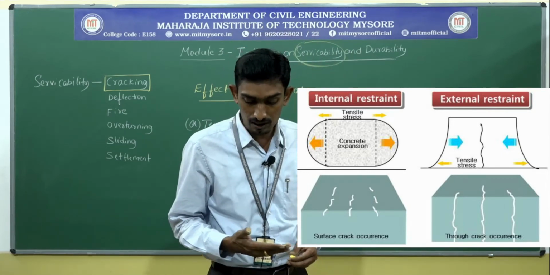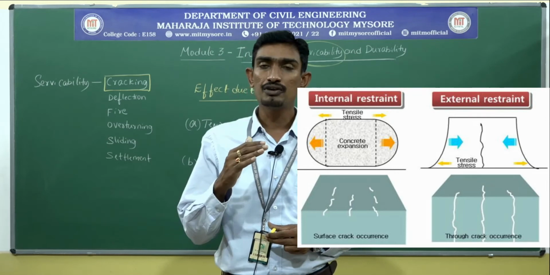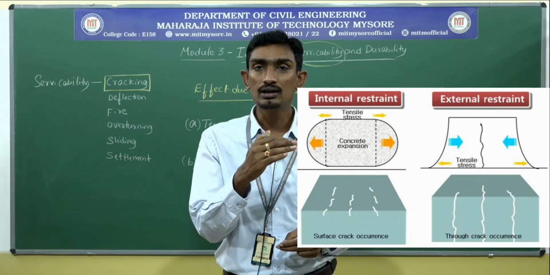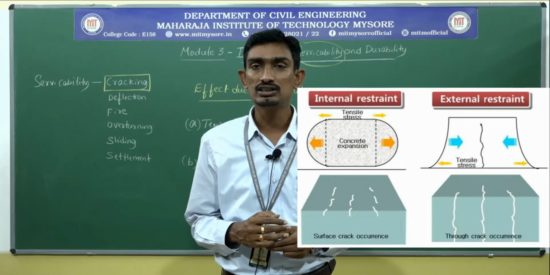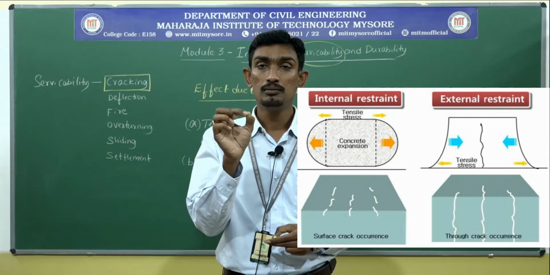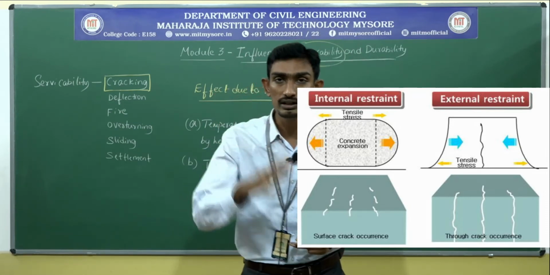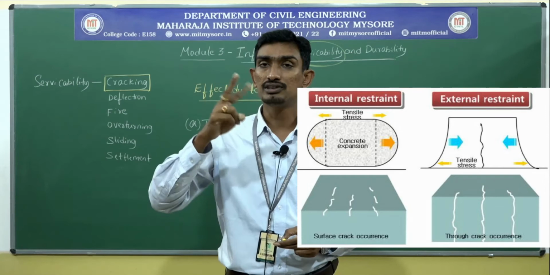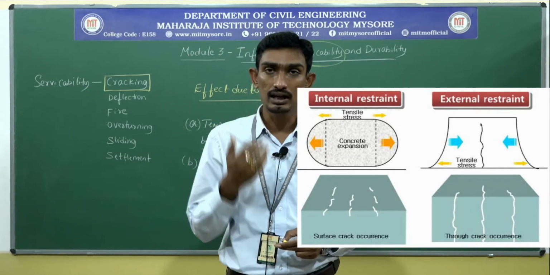So what is the meaning of internal restraint? Internal restraint means the outer portion of the concrete will start losing the heat, and the internal portion of the concrete will start gaining the heat. This is the key point you need to underline. The exterior surface of the concrete starts losing heat, and the internal portion starts gaining heat. The outer surface is losing and the internal is gaining.